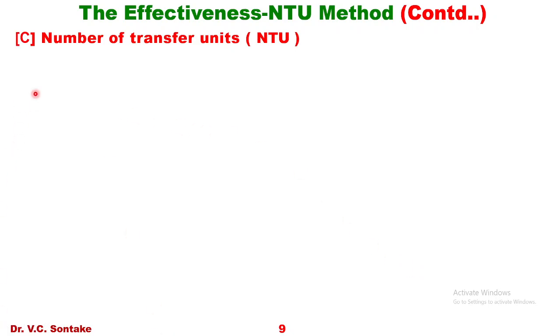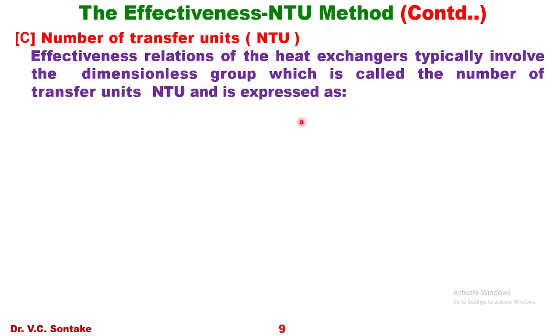The last term is the number of transfer units, NTU. The effectiveness relations of heat exchangers typically involve a dimensionless group called the number of transfer units, NTU, and is expressed as NTU is equal to U into AS over capital Cp minimum, which is equal to U into AS over the product of m dot Cp under minimum heat transfer rate condition.